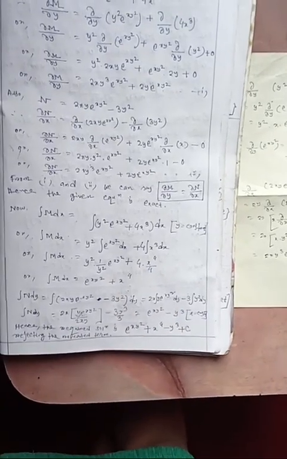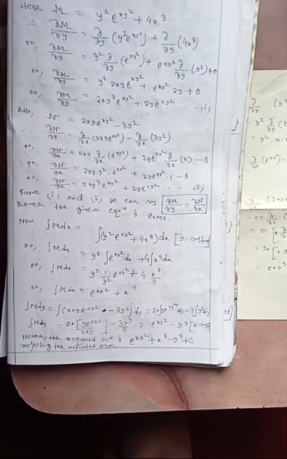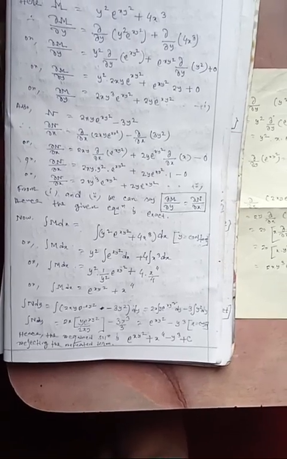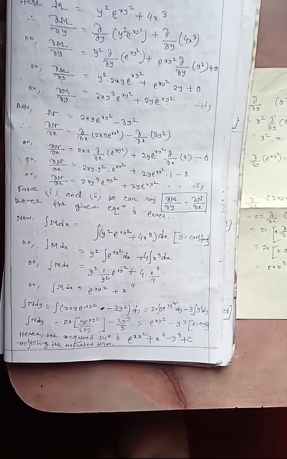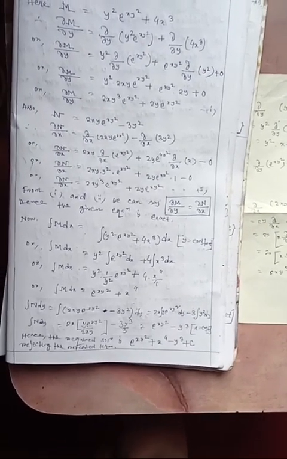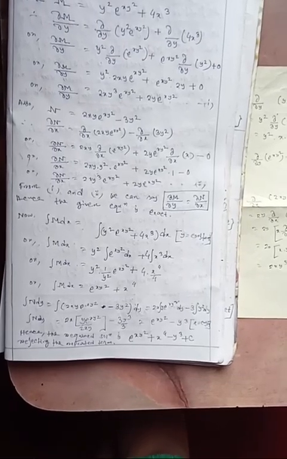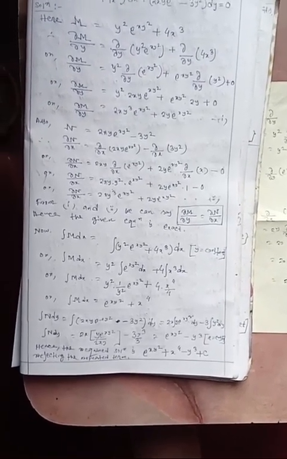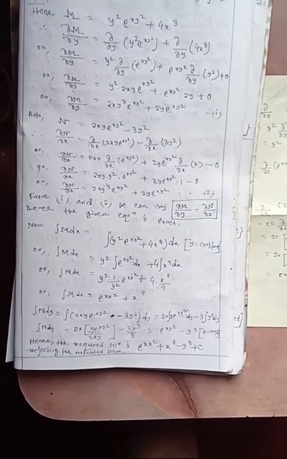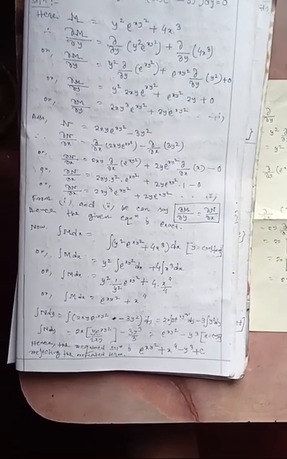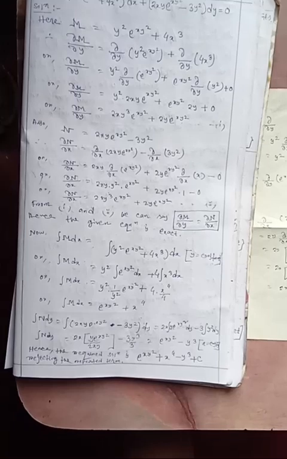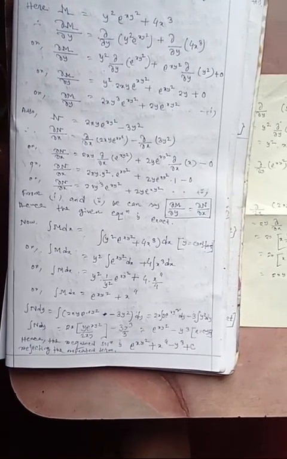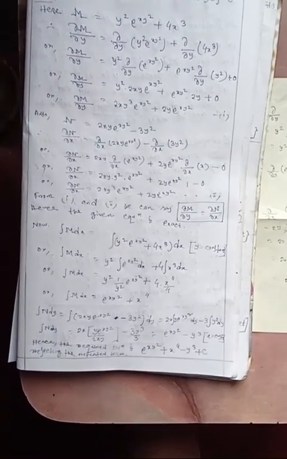So our required solution is e^(xy²) + x⁴ − y³ + c, and we have rejected the repeating term. The repeating term is e^(xy²). In exact equations, when we are solving, we don't need to write the same term twice. So we have rejected the repeating term, and our solution is e^(xy²) + x⁴ − y³ + c, where c is an arbitrary constant. Thank you.